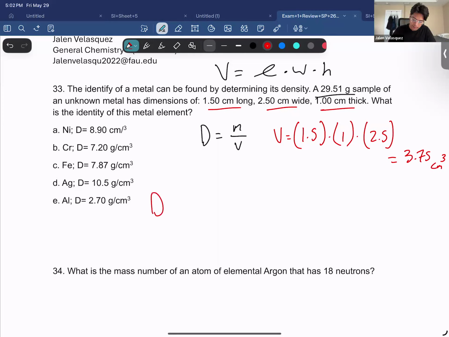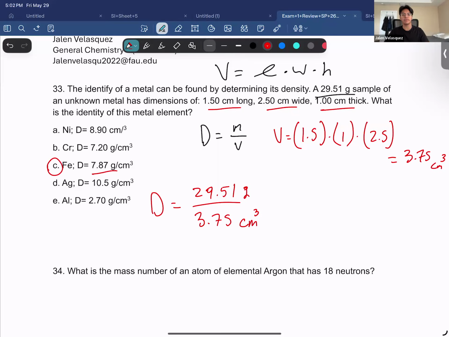And now that we have the mass, we can just figure out density, right? So density is mass, 29.51 grams, divided by the volume, 3.75 cubic centimeters. And when you do that, you're going to identify this metal to be iron. So your density is going to be 7.87.